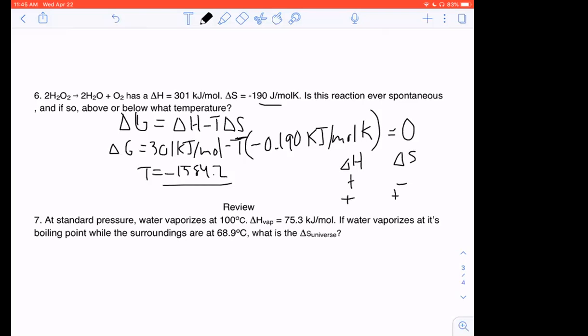The odds are if they ask something like this, they won't actually trick you. So if they ask above or below what temperature, my guess is it will be a real temperature. But I do think they're also going to ask you questions about predicting whether something is spontaneous or whether it's always spontaneous or not. So this kind of threw those two things together.